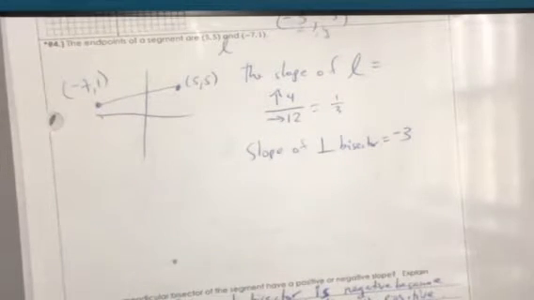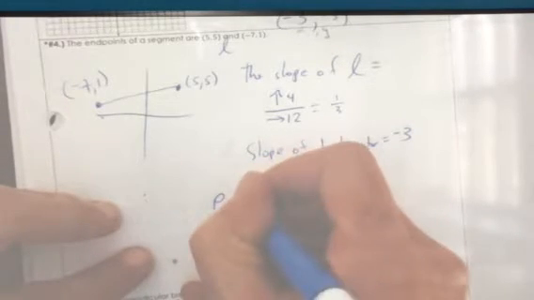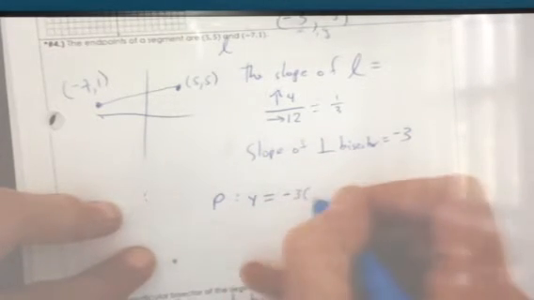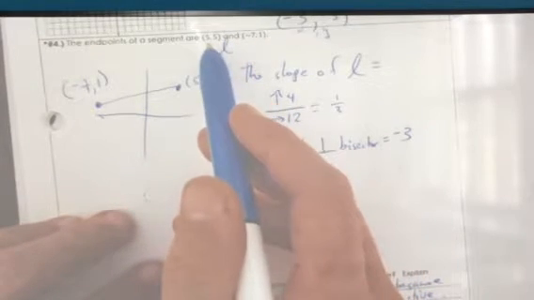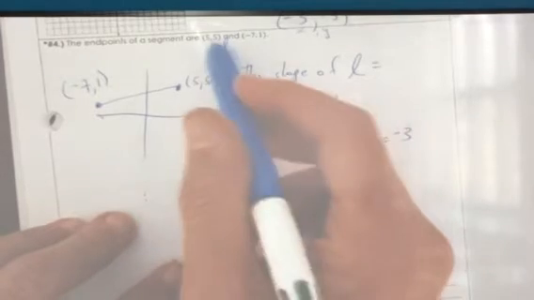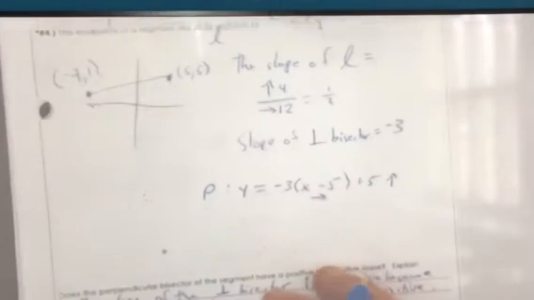Let's do it now. I'll do point slope and slope intercept, that's fine. So we'll call this line P. And for line P we have y equals slope of negative 3 times, and we'll just use one of these coordinates. I'll use this 5 comma 5 coordinate. So that's x minus 5 because of right 5, and then plus 5 because of up 5. There it is in point slope form.